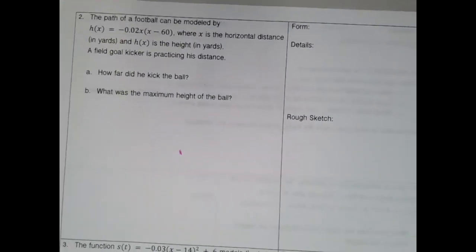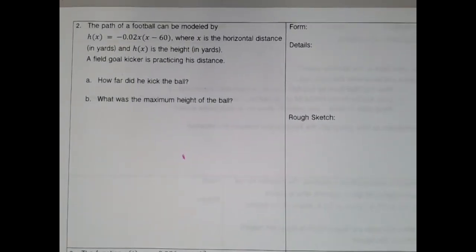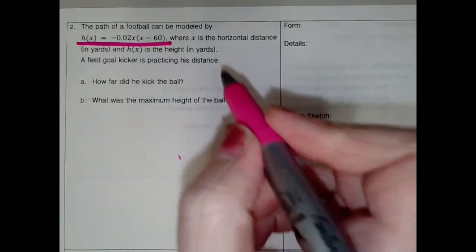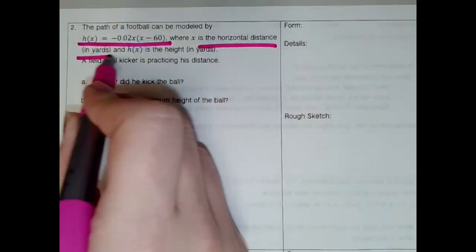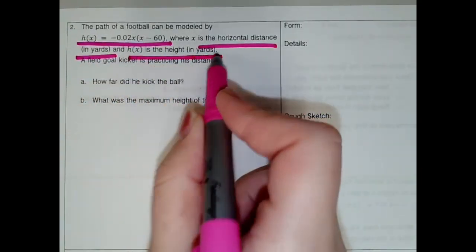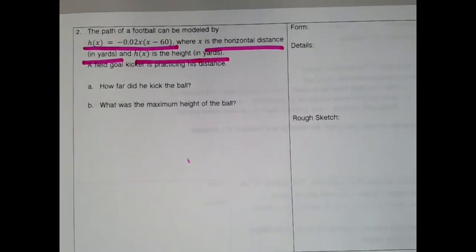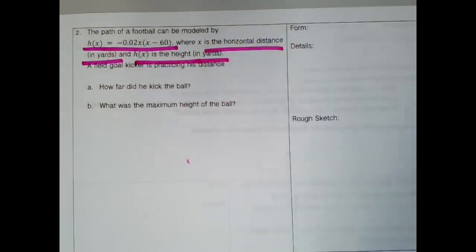For this next one, it says the path of a football can be modeled by this equation here, where x is the horizontal distance in yards and h of x is the height in yards. A field goal kicker is practicing his distance. Before I even worry about this, I'm going to analyze it. So I have an equation.